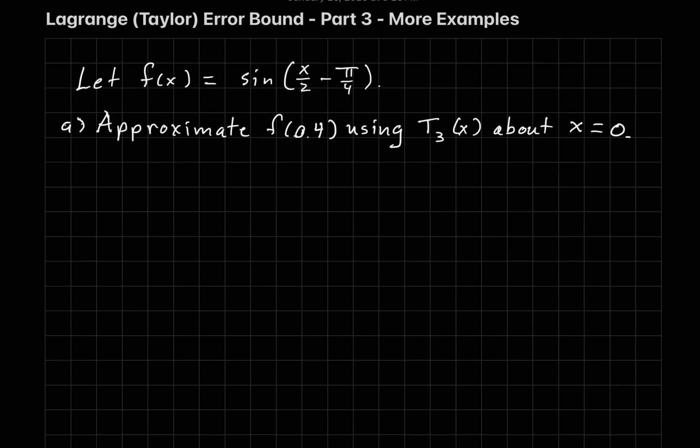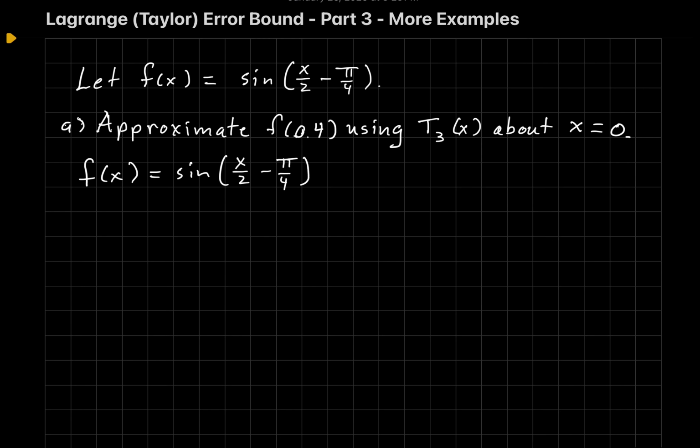The Lagrange, or Taylor Error Bound, Part 3, more examples. Let f of x equal the sine of x over 2 minus pi over 4. And let's approximate f of 0.4 using the third degree polynomial approximation about x equals 0. So we're going to find our third degree approximation, which means we need values of the function and its derivatives.